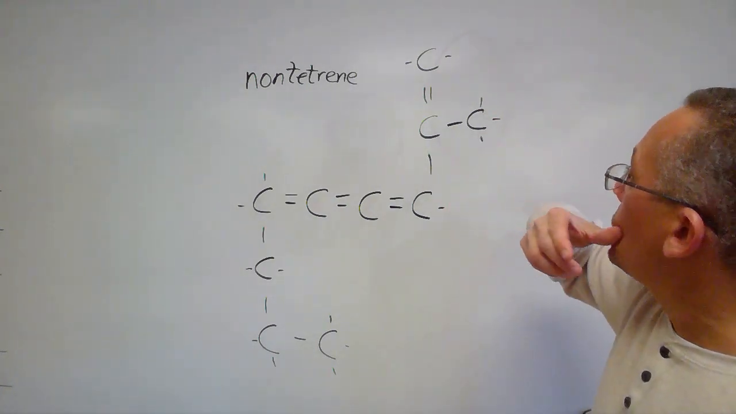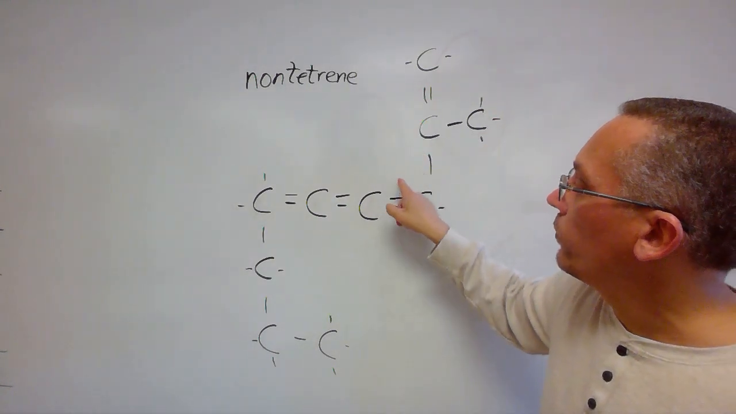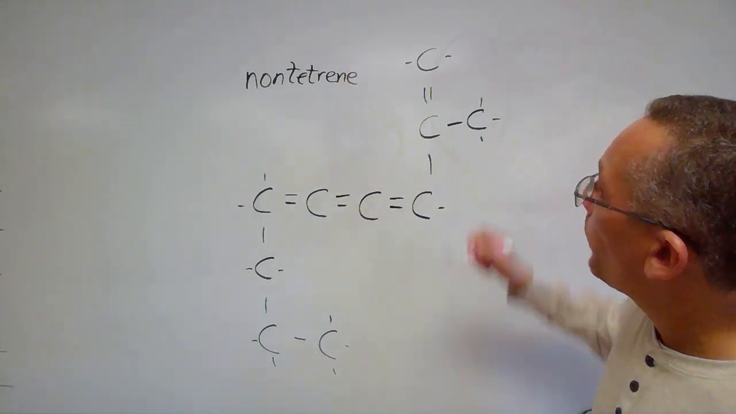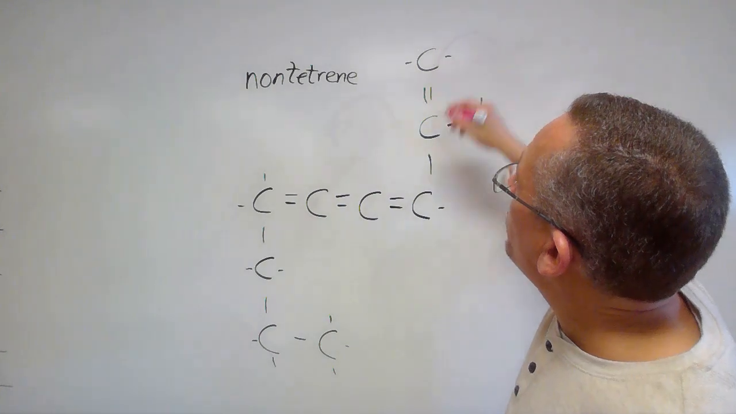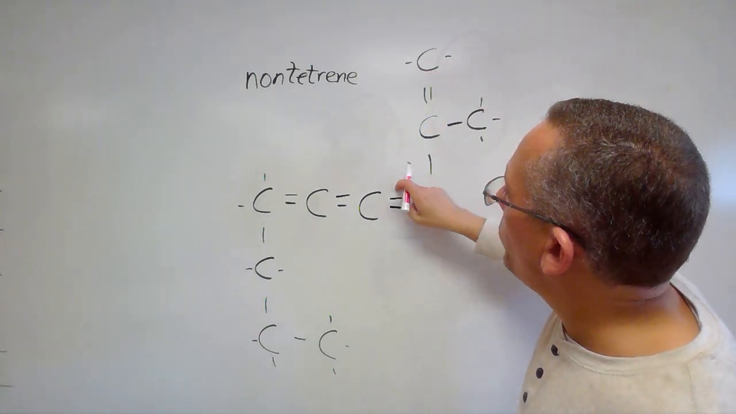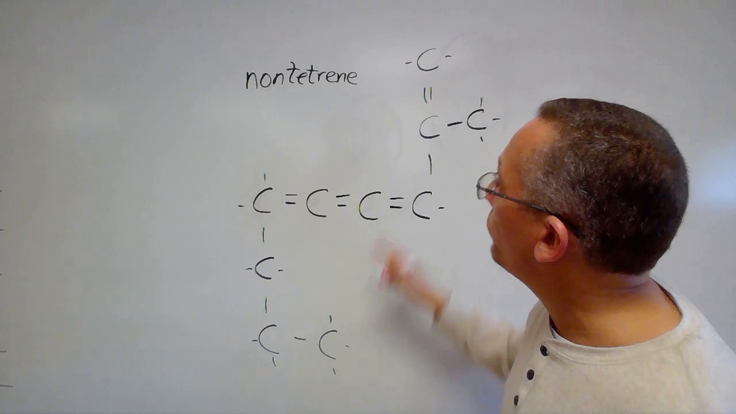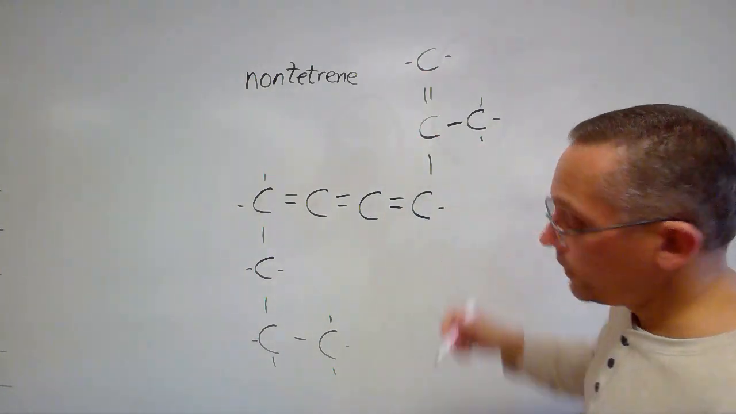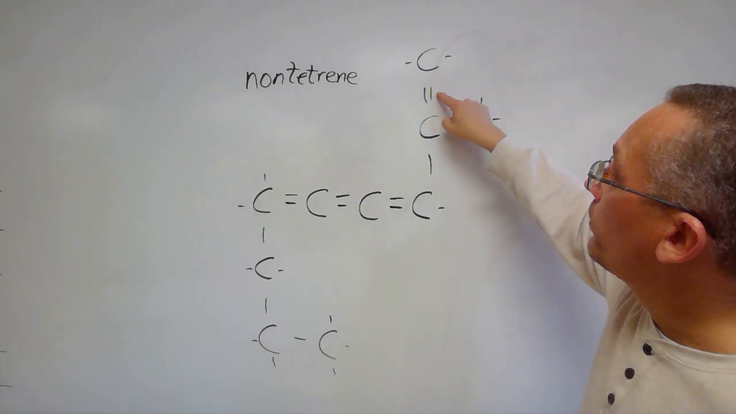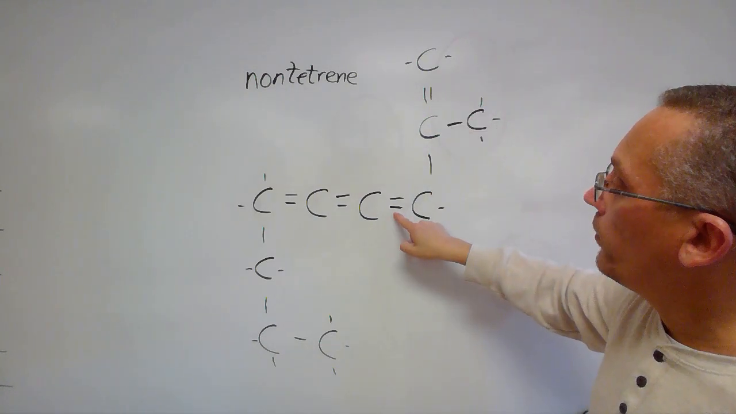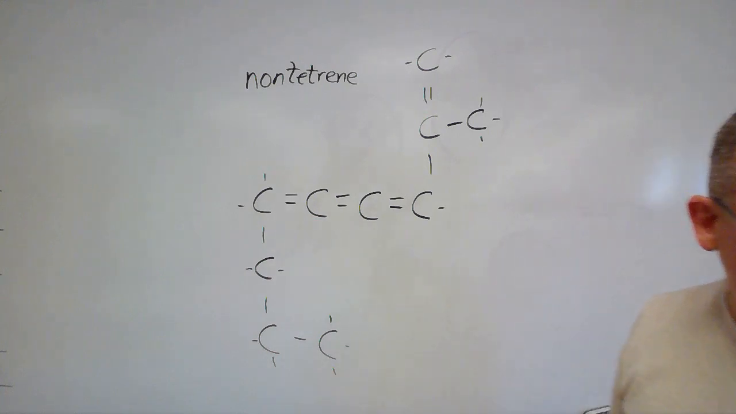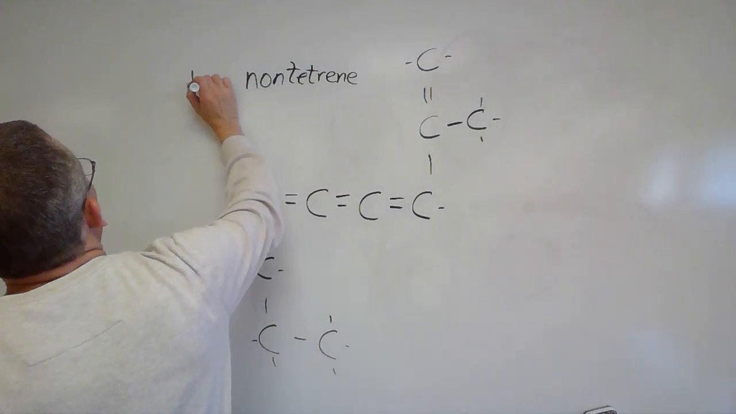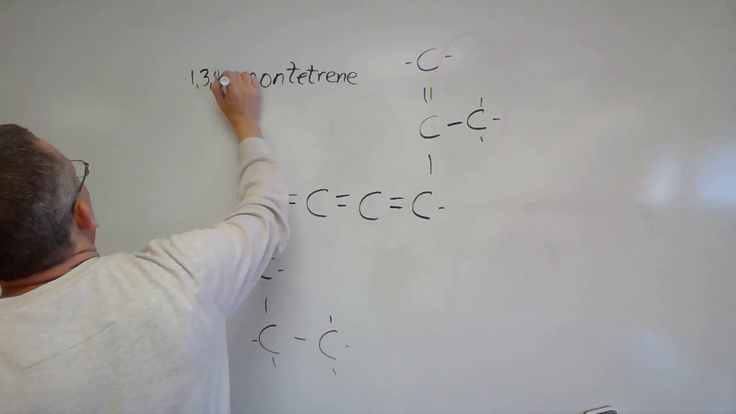Should I number it starting up here, 1, 2, 3, 4, and so forth, or should I number it starting down here? If I go this way, then my bonds are 1, 2, 3, 4, 5, 6, and so forth. So numbering this way is going to give me the smaller numbers. So this is bond number 1, 3, 4, and 5. So 1, 3, 4, 5.